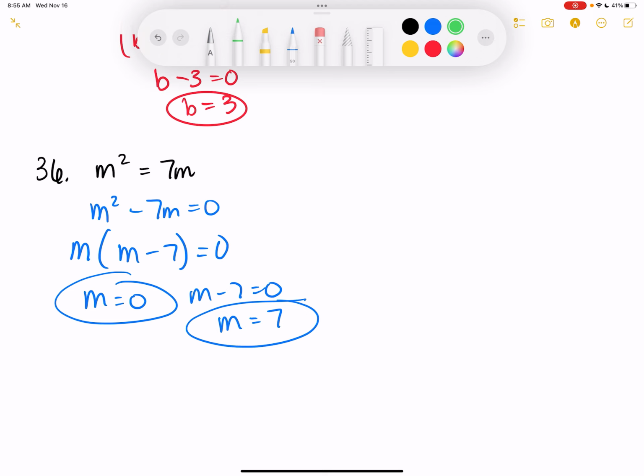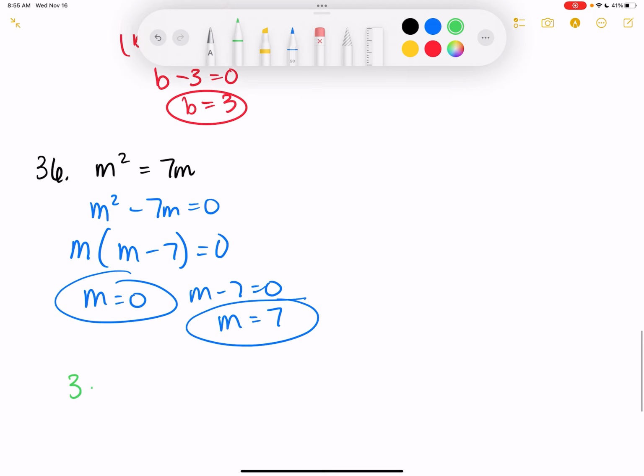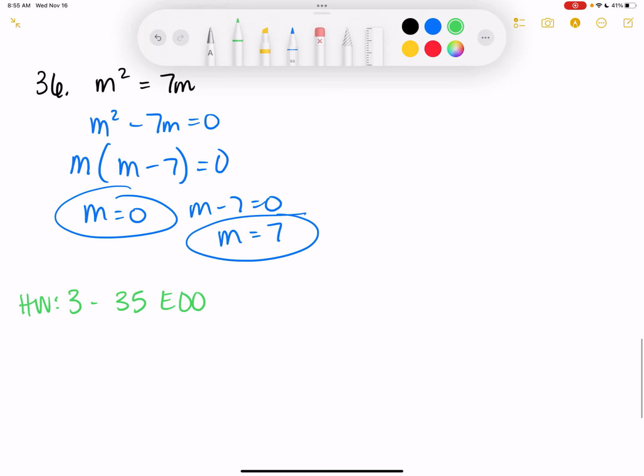So 3 through 35, every other odd, and I'm not sure if I've actually given you every other odd yet this year. So basically what that means is 3, skip 5, 7, skip 9, 11, skip 13, 15, and so on and so forth. So you basically are skipping. And if by chance you accidentally get off, and let's say you did 11 and then you did 13 and then you jump to 17, that's okay. As long as you do the same amount of problems, not the end of the world.